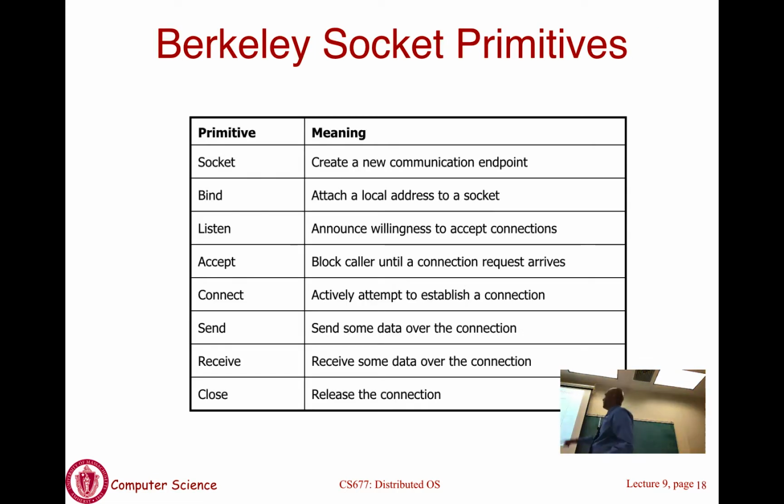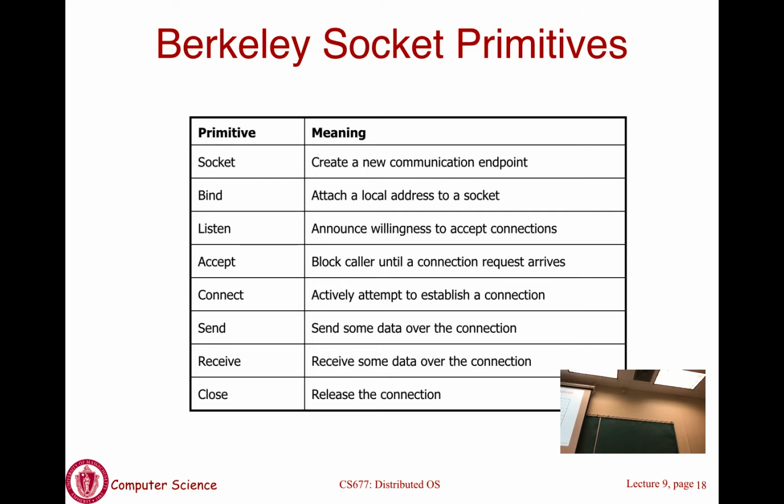There are these primitives I talked about, which I'll briefly mention. Socket creates a new connection. Bind attaches a local address to a socket; it binds a port number. Listen says that I'm willing to now accept new connections on this socket. Accept waits for a new connection to be made from the client. Connect is the client side code to actually connect to the server. Send and receive, which are the equivalent of read and write, send data over a connection. Close closes the connection.